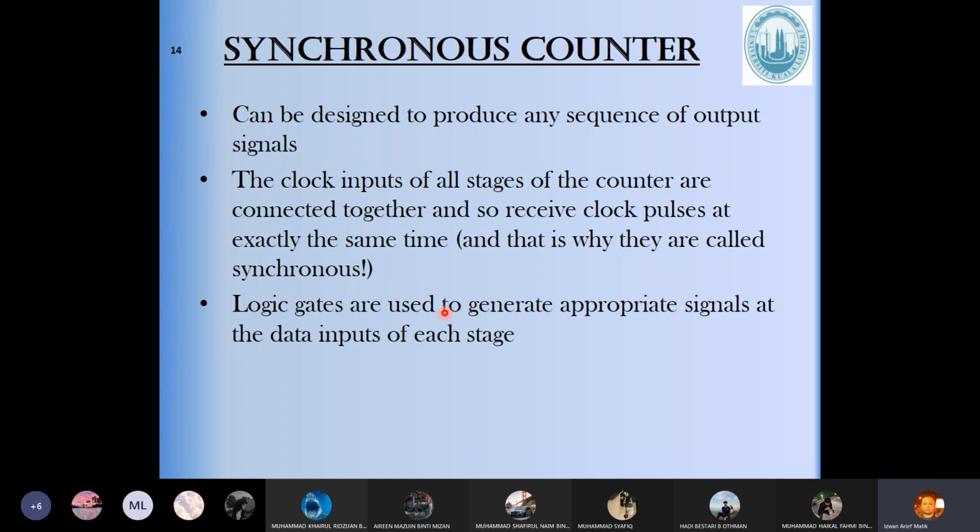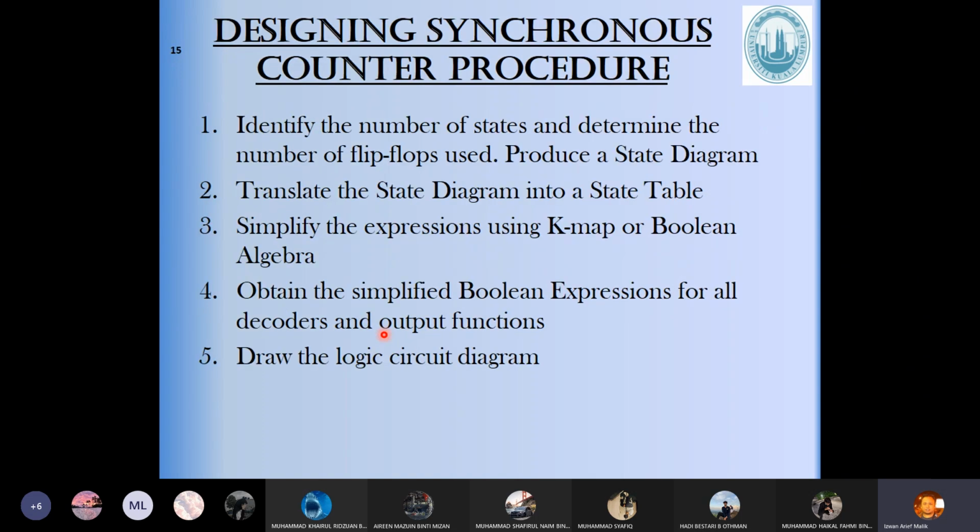Logic gates are used to generate the appropriate signals at the data input of each stage. So that is why we need the truth table, we need the K-maps. Okay, sebab kita akan guna logic gates. Whereas in asynchronous, we only use NAND gate sahaja. Okay. So the steps of designing, it is basically lebih kurang macam asynchronous, cuma dia ada dia punya spesifik lah.